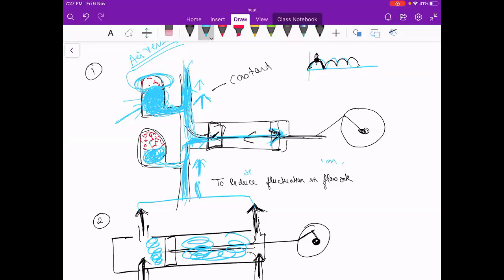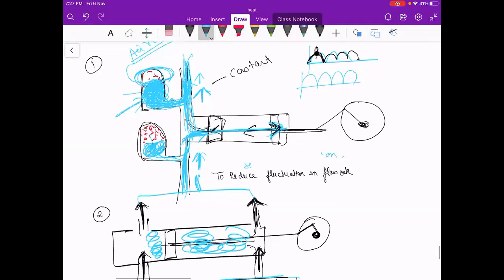When the piston is going back, at that time no water is going at the outlet. So at that time this air vessel will provide some amount of water. I am not saying that it will give the same flow rate. It will give some amount of water so that your graph will not come to zero.